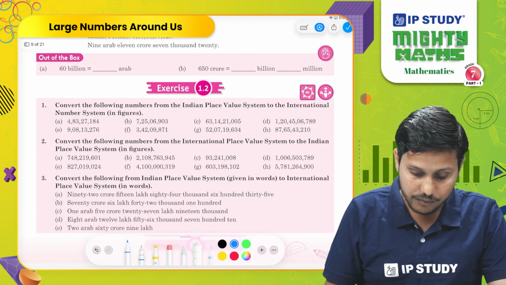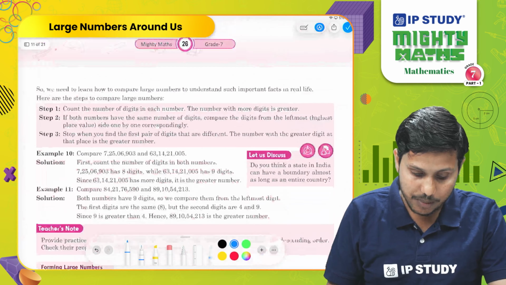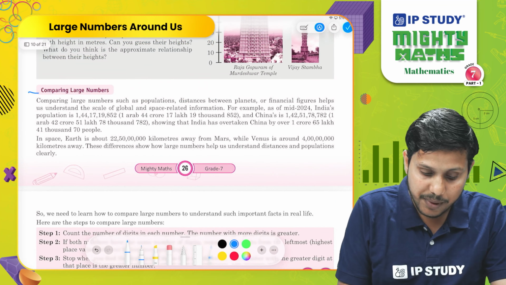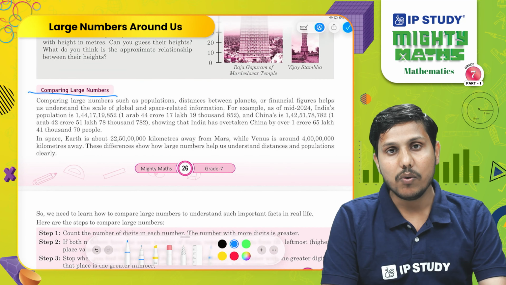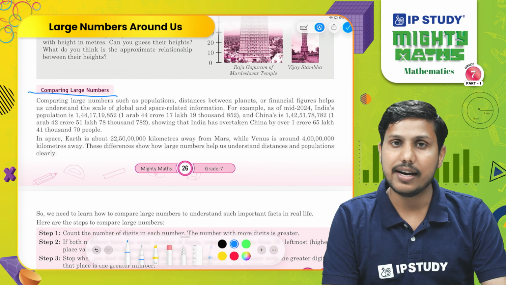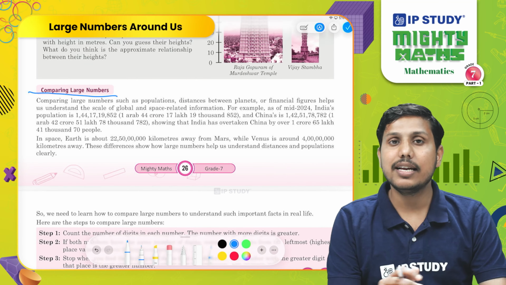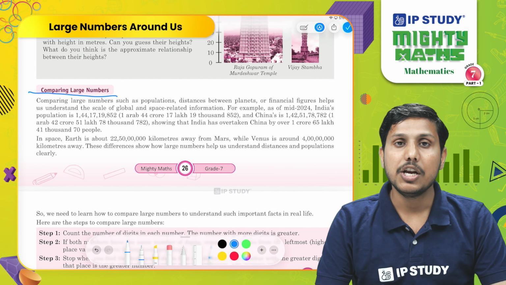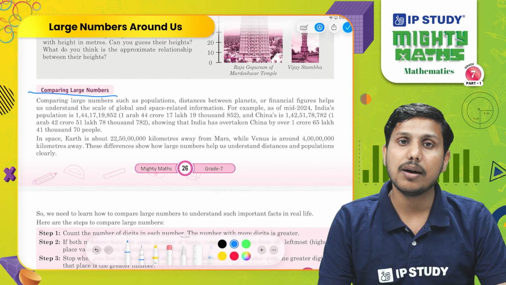Moving forward, the next topic is comparing large numbers. As we have understood how to read and write numbers in both the Indian and international place value systems, now we need to understand how to compare them.